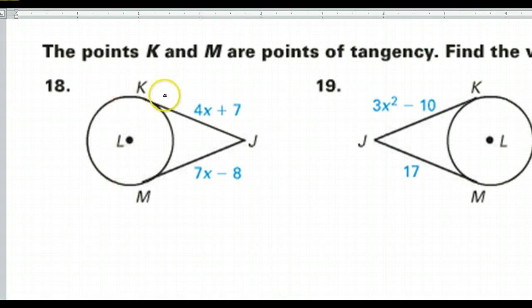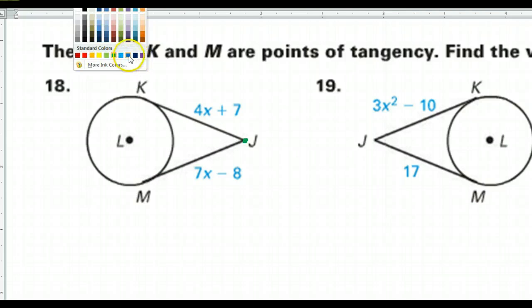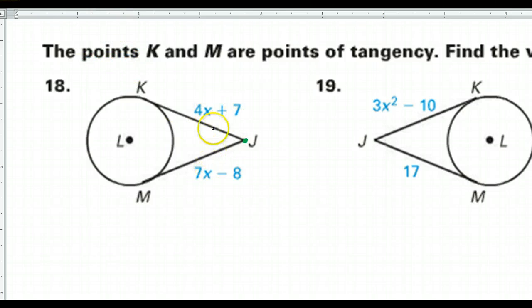All right, looking at number 18. There's a property of tangents. If you have two different tangents, both coming from the same point, then those tangent segments will be congruent, which sets us up for some really easy math, because that just means these two expressions will be equal. So that means that 7x minus 8 is simply going to equal 4x plus 7.